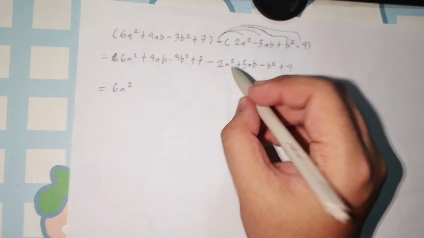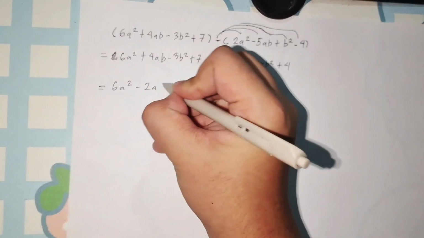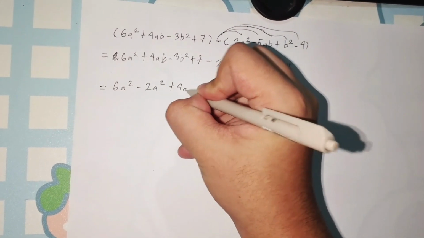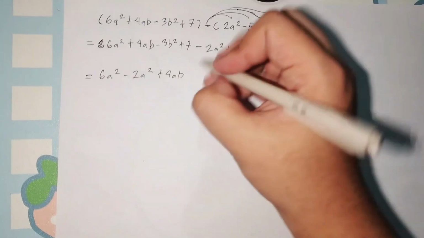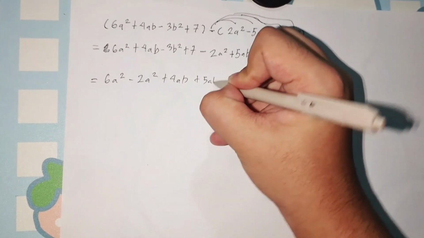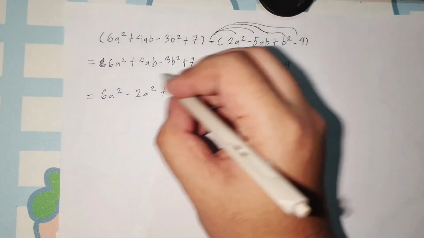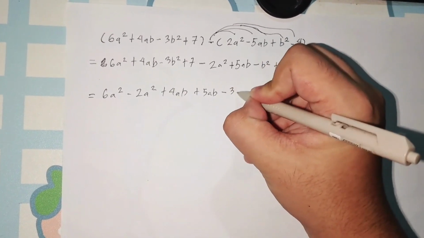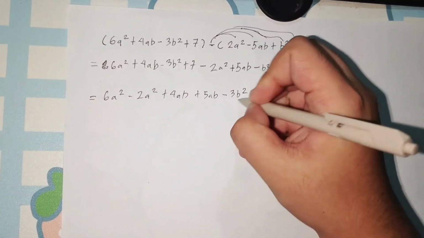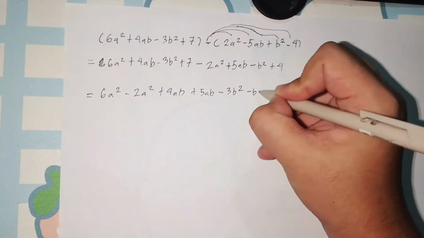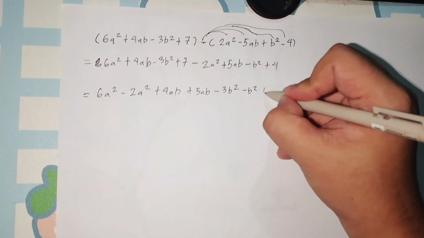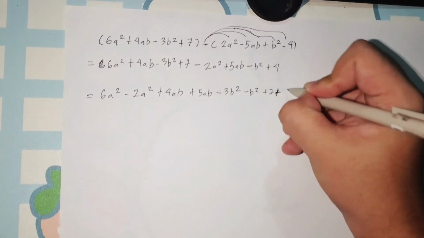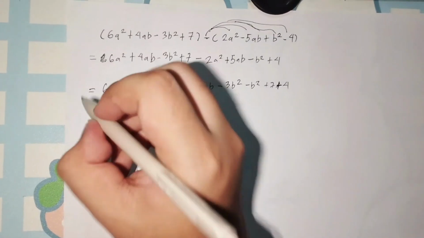So, 6a squared minus 2a squared, plus 4ab plus 5ab. Next is minus 3b squared minus b squared. And last is 7 plus 4.